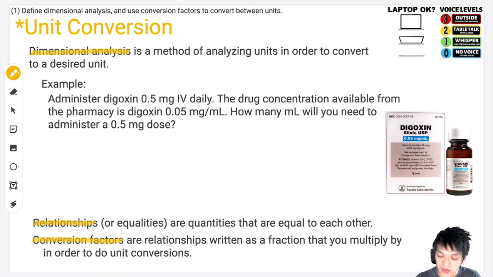Dimensional analysis is a method of analyzing units in order to convert to a desired unit. We've been doing this a little bit with different units, and hopefully you'll understand this example right here. It says to administer digoxin, a prescription drug, 0.5 milligrams intravenously daily. This one you don't really need to worry about. It's not pertinent to the problem, but this might be what a doctor orders, and you as a health professional may need to carry out this order.